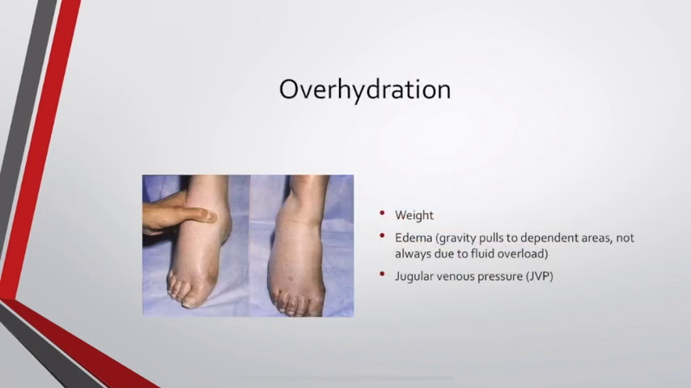Overhydration. Again, weight. How do we know how much fluid the patient has beyond the normal? Well, if their weight is up 3 kilos over a day or two, then they probably have 3 liters of fluid extra in their bodies. You notice it by way of edema, and that's what's being depicted in the picture there on the left. You notice that there's just an indentation left when they remove the thumb.